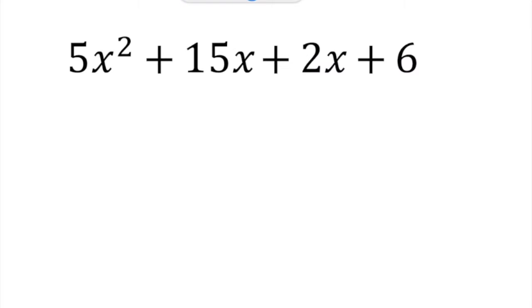So always check for a GCF first, but know that sometimes there's not going to be a GCF other than 1. So now, because we have 4 terms, another procedure we can use is called factoring by grouping. So we're going to group the first 2 terms, 5x squared and 15x, and the second 2 terms, 2x plus 6. And then we're going to factor out the GCF of the first 2 terms.